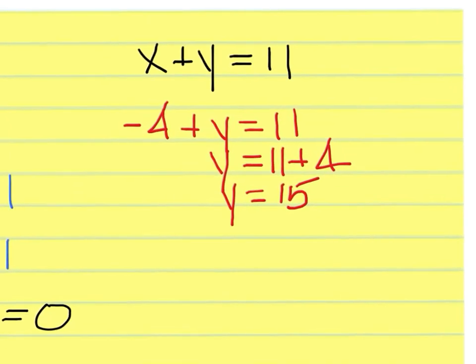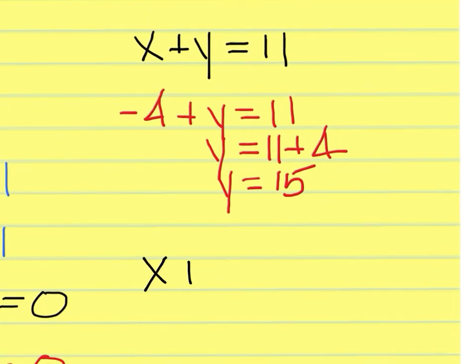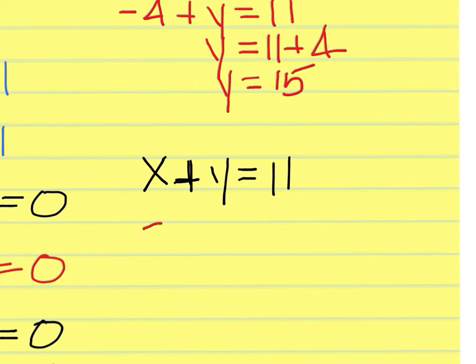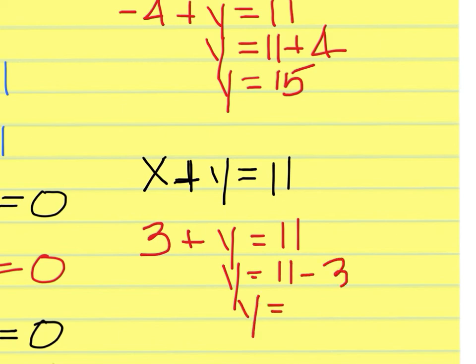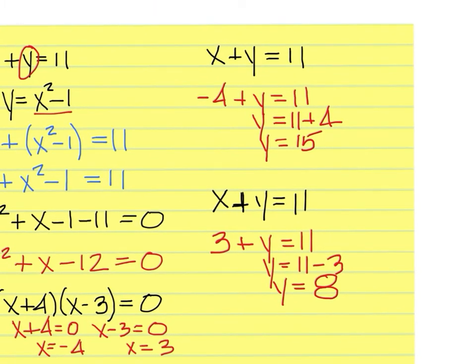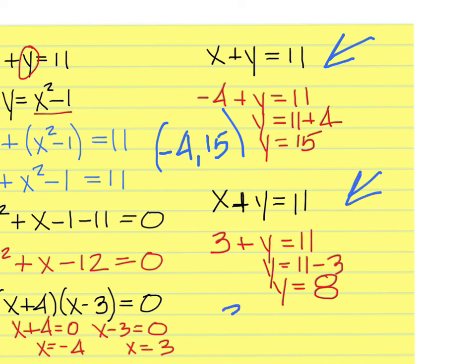Now the other number is 3. So x plus y equals 11. And if I put that 3 in for x here, I get 3 plus y equals 11. 11 minus 3 would give me an 8. So we end up with, at the top here, we plugged in a negative 4 and came back with a 15. And below that, we plugged in a 3 and came back with an 8.